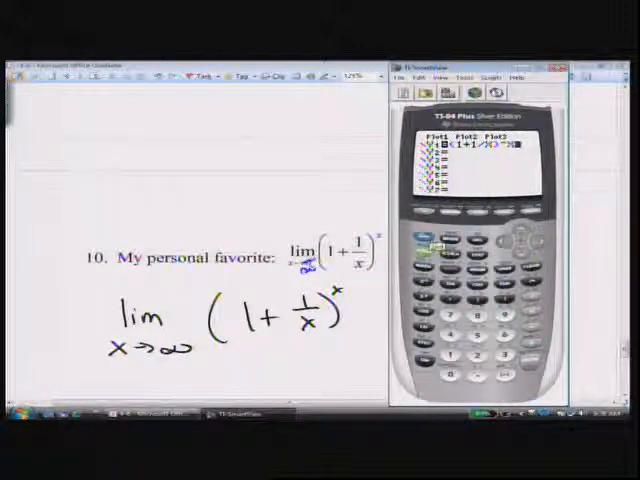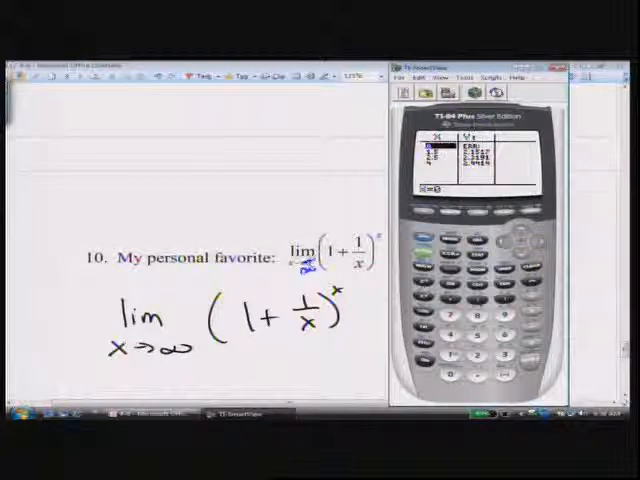And then you just go to your table and you just type in really big numbers, like 100, and then 1,000, and then 10,000. And what number are we approaching?